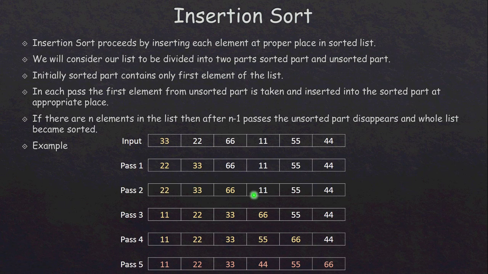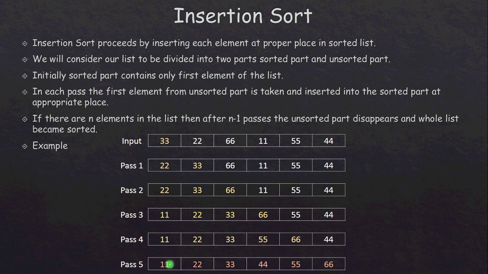So the logic is very simple. Take the first element from the unsorted part and insert that element at the appropriate place in the sorted list. So go through the remaining passes. One more point: here in the input I have 6 elements, but I have only 5 passes. If there are n elements in the list, then after n minus 1 passes, the unsorted part disappears. That means the entire array becomes sorted. So this is the method behind insertion sort.